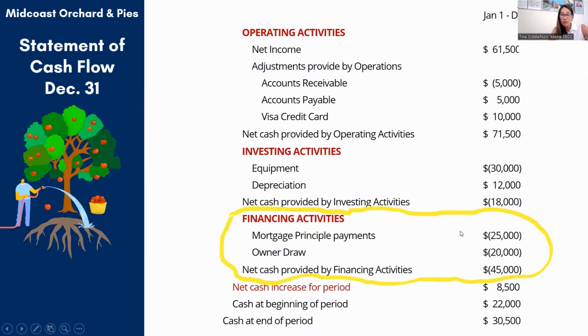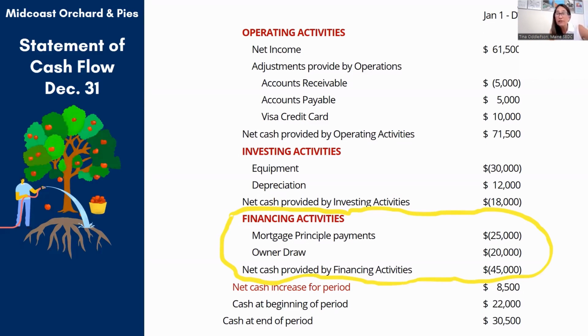The principal portion of that payment is not. That's a balance sheet account. You're just reducing the debt as you pay it down. But cash for principal left our bank account and is not reflected in our income statement. So we need to take out $25,000.